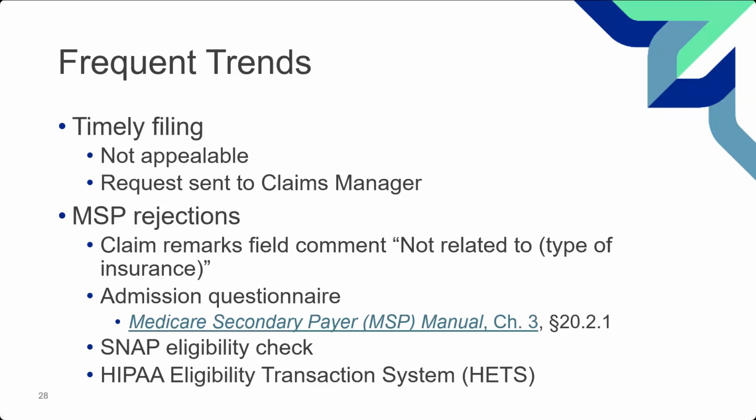SNAP can provide you with primary insurance information by completing an eligibility check. And this option is available to all registered users of SNAP regardless of your access level. The last option shown on this slide here is HETS, the HIPAA Eligibility Transaction System. That is something that you can find more information about on the CMS website as well as a user guide.